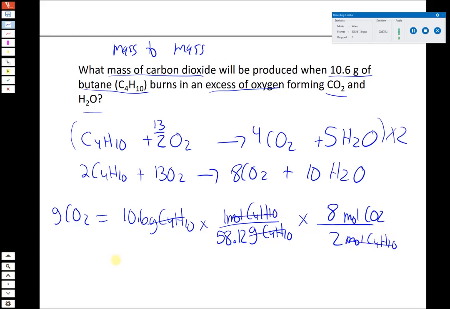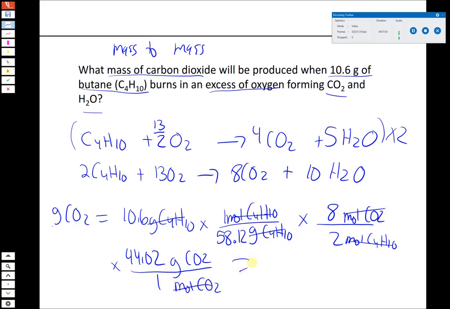So that gives us moles of CO2, and then finally we want grams of CO2, so we have to again use molar mass. It's a mass to mass conversion. So the last step is going to be using the molar mass of CO2 to convert moles into grams. So that's going to be 44.02 grams per mole for CO2.